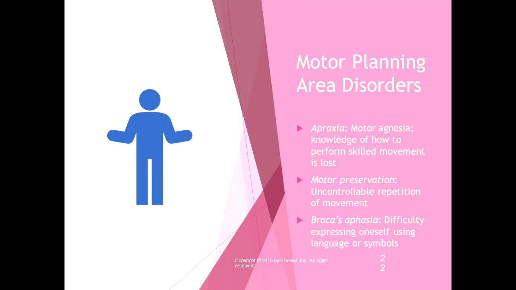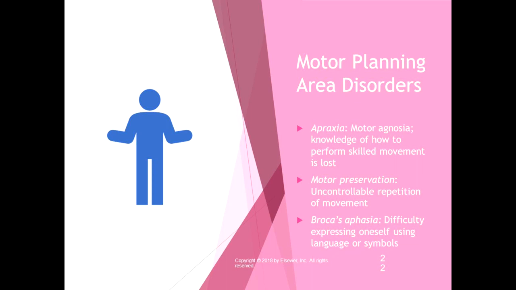So all the movements that we do on a regular basis, like putting on our clothes and brushing our teeth and driving a car and all those things, even though you still have the motor or sensory ability to do those things, with apraxia you cannot plan how to do those things, so you lose skilled movement.